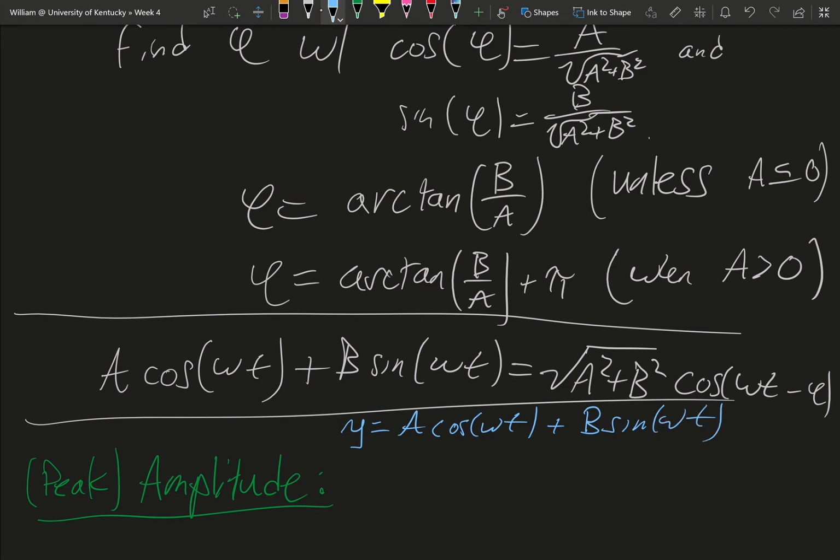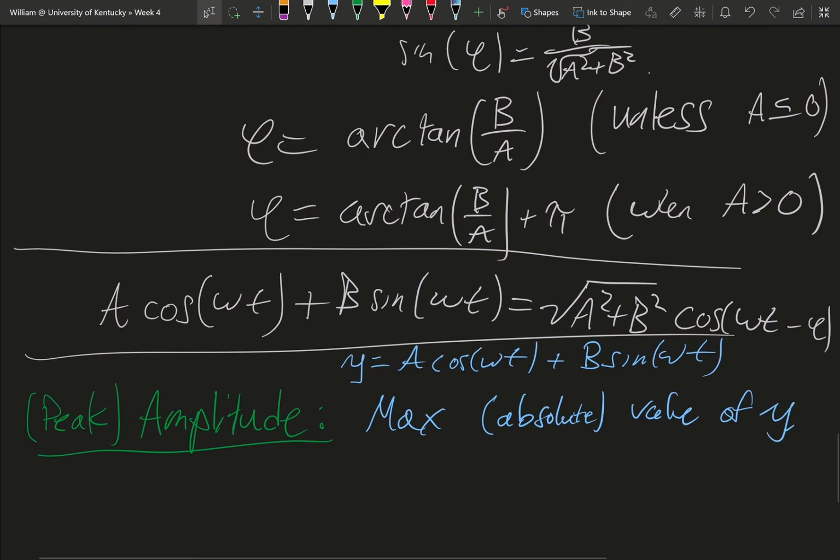So the peak amplitude is the max absolute value of y. So what's y's highest point? It's going to end up being the same as the negative of its lowest point, but this is what we get. Using this formula right here, we can see we now have cosine of something, so that's always between 0 and 1, times this thing. So that tells us our formula for amplitude is the square root of a squared plus b squared.